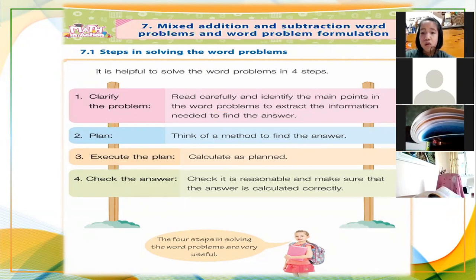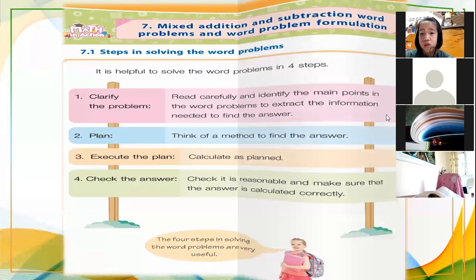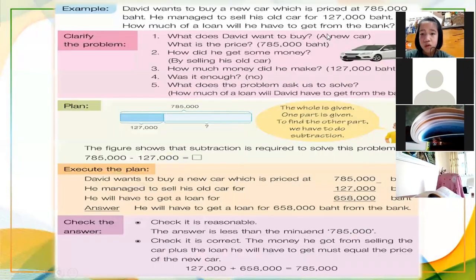Okay, now let's have a little bit of practice with an example. So here we have an example, the problem given to us. David wants to buy a new car, which is priced 785,000 baht. So the first thing we have here is that David wants to buy a new car. This is important to look at.